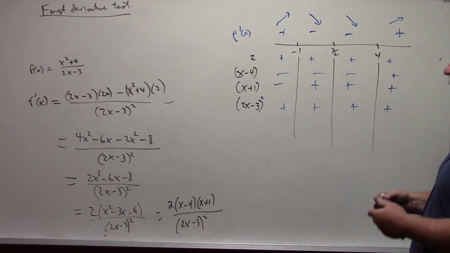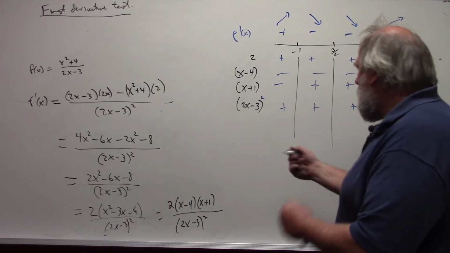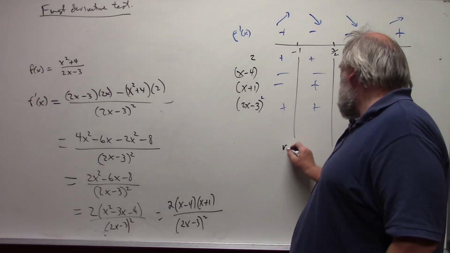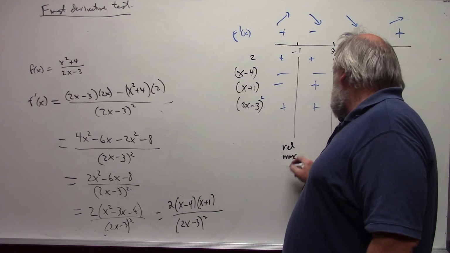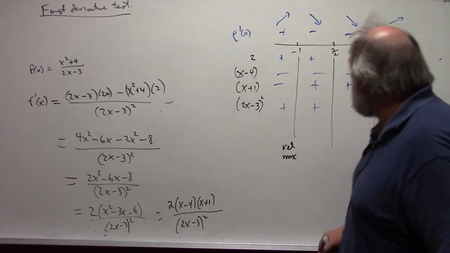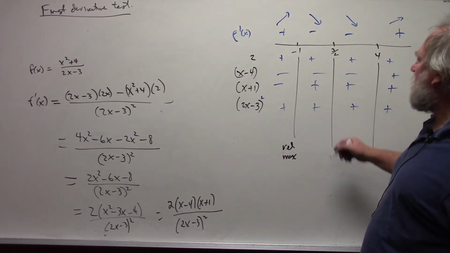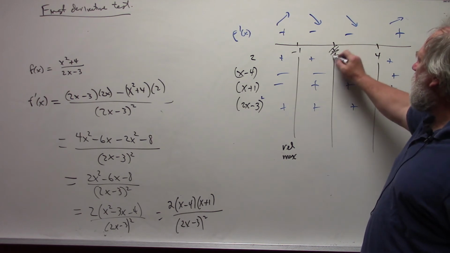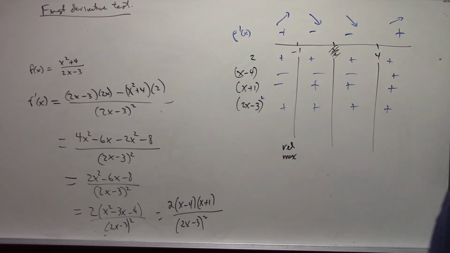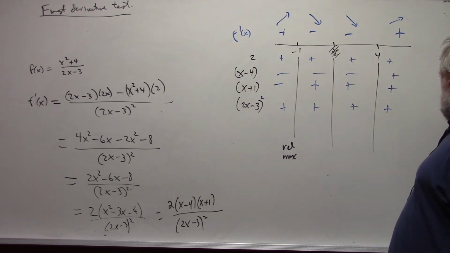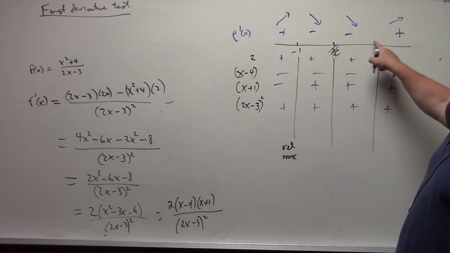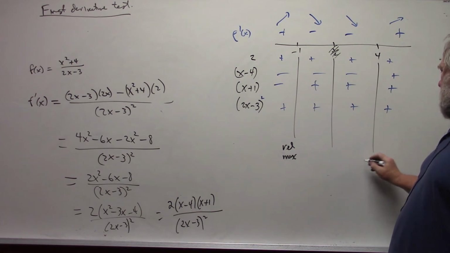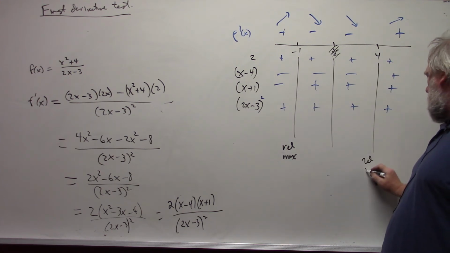Therefore, at -1, I have a relative max. Notice 3/2 is not in the domain of the function, so we don't have anything there. I can get rid of that value in terms of worrying about max or min. Nothing happens there anyway. And at 4, it decreases and then increases, and so we have a relative min.